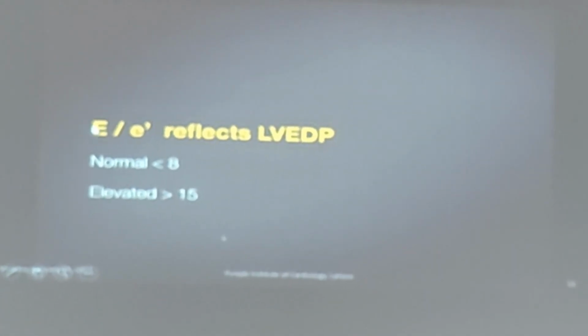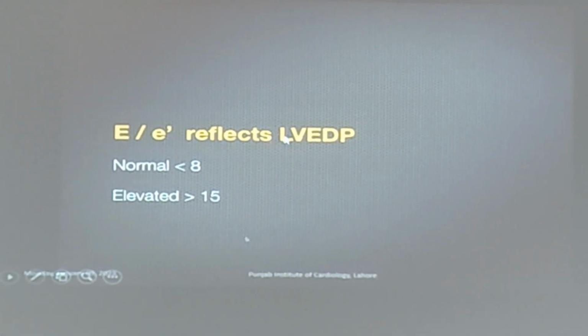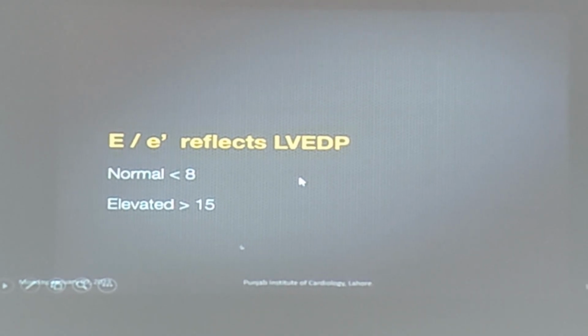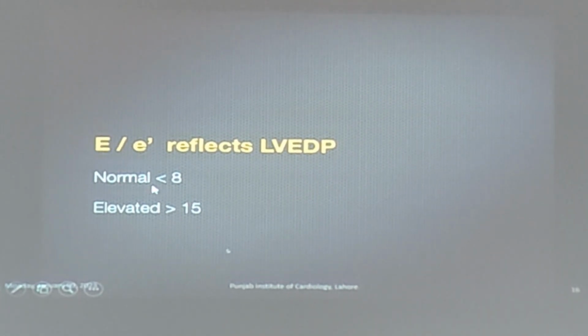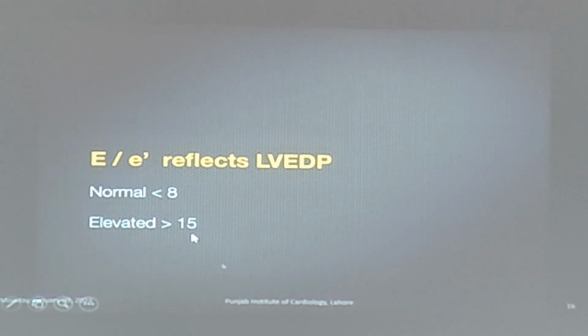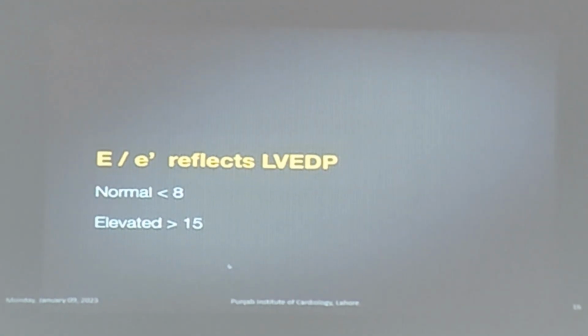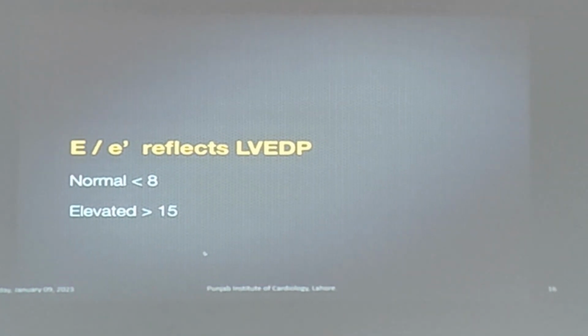Our E prime reflects the left ventricular end-diastolic pressures. The normal ratio should be less than 8. If it is more than 15, it is considered that the LV pressure at the end of diastole has increased, which is an indicator telling us that the patient has a diastolic dysfunction.